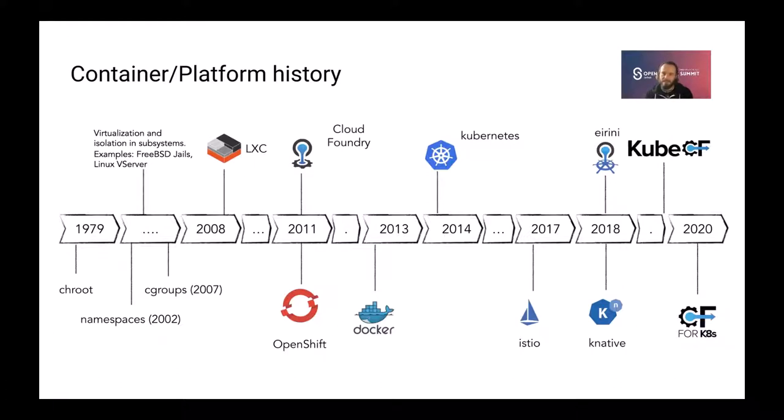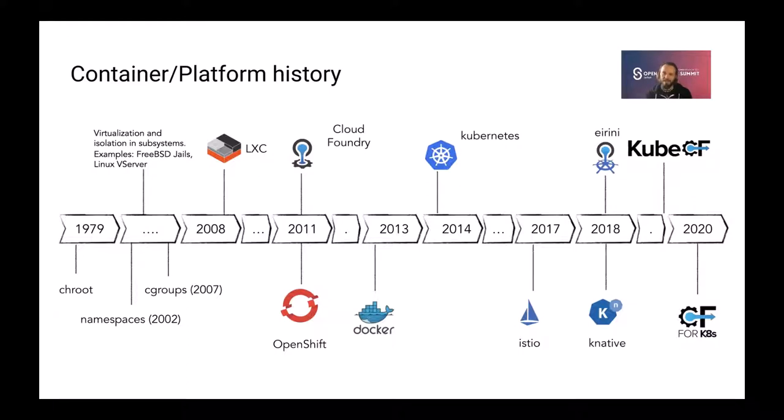Then in 2011, two technologies came out, Cloud Foundry and OpenShift, with the focus on something like a platform as a service to run, to orchestrate, to scale, to fail over your cloud native applications. And this is pretty interesting because they did a lot of things that Kubernetes does today without using Kubernetes and without using Docker. So that has changed over time because the adoption of Kubernetes is just so big.